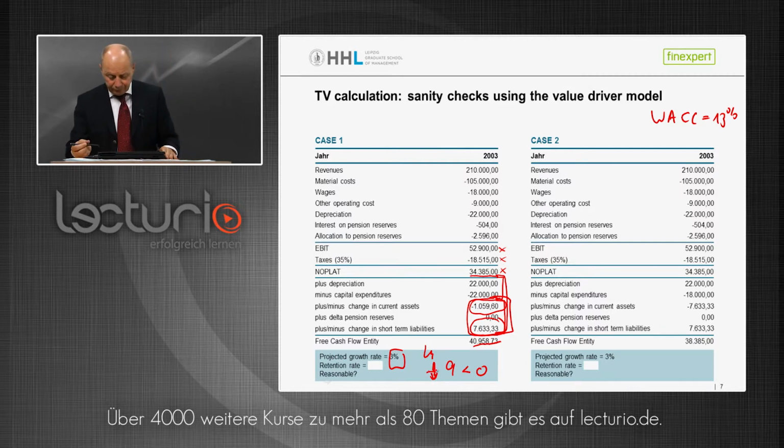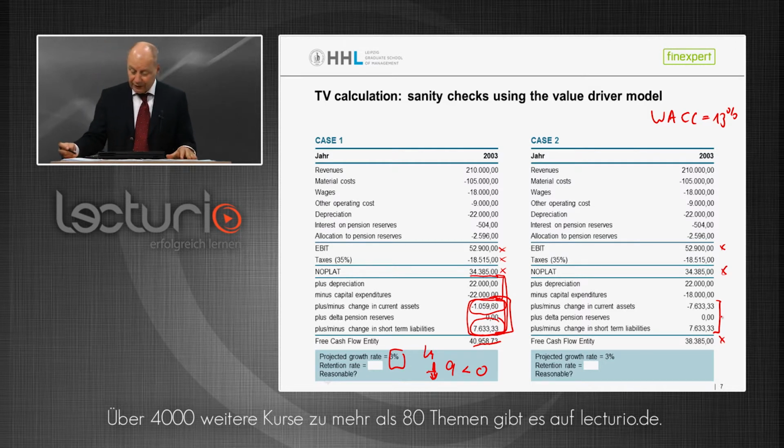Second example, same NOPLAT, free cash flow is again higher than the NOPLAT. You see that we removed our unreasonable assumption by at least assuming that the delta net working capital in this example is equal to 0. That is, we have a 7.6 million increase in current assets and at the same time a 7.6 million increase in current liabilities. That is, delta net working capital is equal to 0.